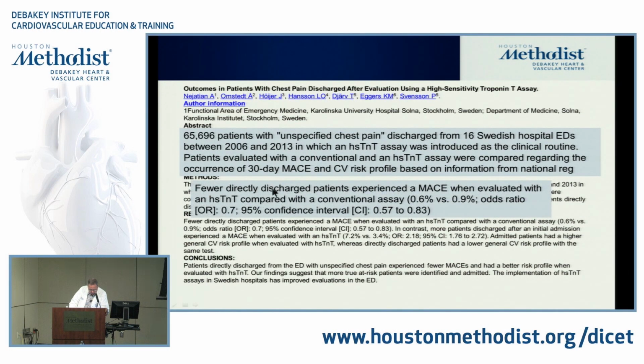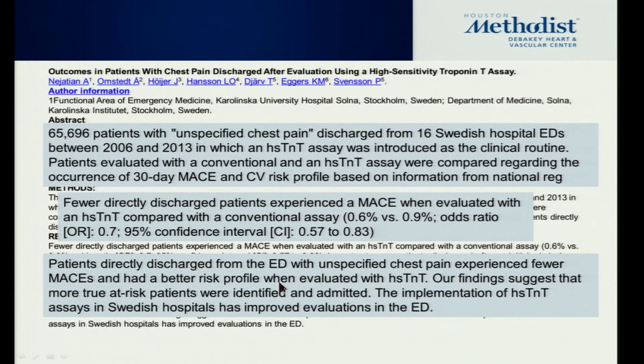Fewer directly discharged patients experience a MACE when evaluated with the high sensitivity troponins compared with conventional. 0.6. I mean, we were talking about doing good with 0.8 with calcium score. This is 0.6 versus 0.9 ratio. So it's pretty damn good to send somebody home and have them see their doctor. The conclusion was that patients directly discharged from the ED with unspecified chest pain experienced fewer MACE and had a better risk profile when evaluated with the high sensitivity enzymes.